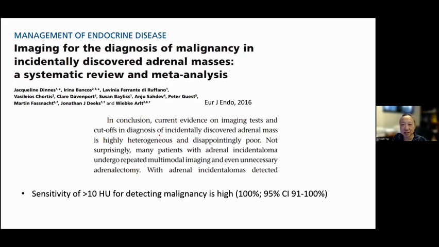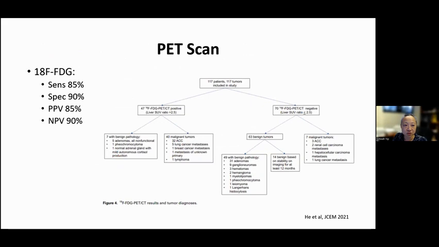And really the only thing they could conclude is that this threshold of greater than 10 Hounsfield units for detecting malignancy is highly sensitive. So if you have an adrenal lesion that's less than 10, the likelihood of this being cancer is exceedingly low. And that's all they could really say. So I think we need to do better from an imaging standpoint to really guide our management. Certainly, if you take out everything that's over 10, you will never miss a cancer, but you're going to be taking out a lot of benign adrenal lesions. And so I think we just need to be a little bit more thoughtful about what we're doing there.